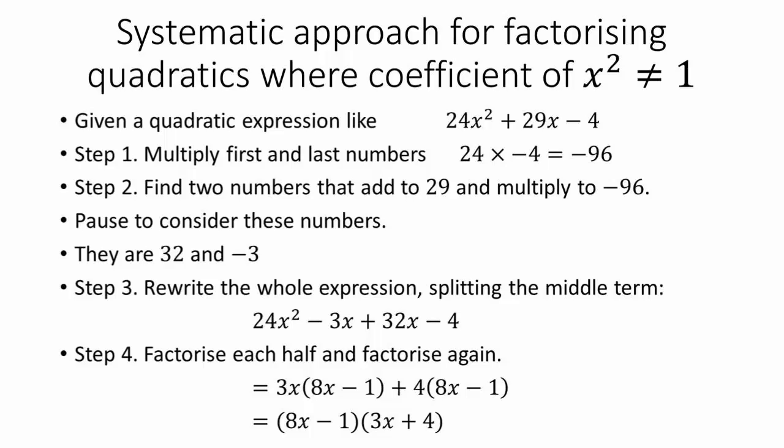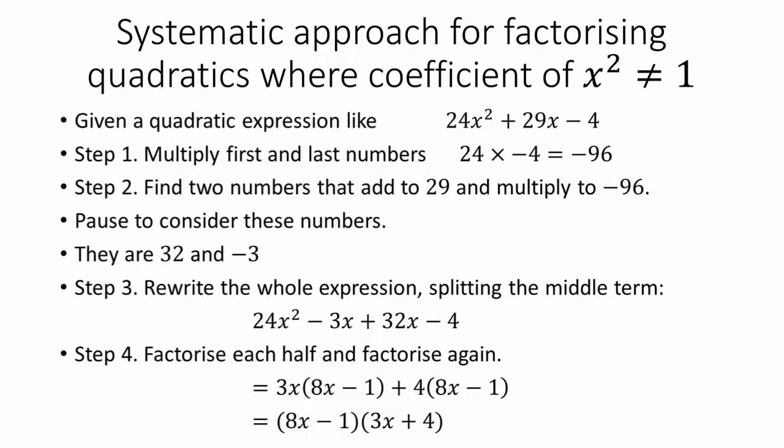Likewise, I do the same thing for 32x minus 4. This time all they have in common is the 4 times table, so I take 4 out, and I'm left with a bracket once again, exactly the same bracket, of 8x minus 1. That's very important, because if you're doing this method correctly, that bracket should be exactly the same in both terms. In fact, it's a very good check for whether you've done the first part correctly, whether you've managed to find the right numbers to split the middle term. So as you can see, we have 8x minus 1.